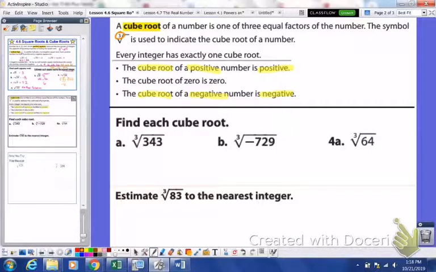The cube root of a positive number is positive. The cube root of 0 is 0. And the cube root of a negative number is negative. So notice, we can have negatives now. So we want to find each cube root.